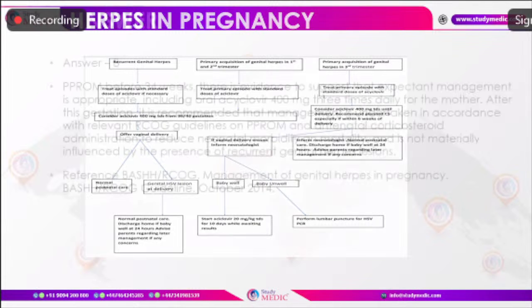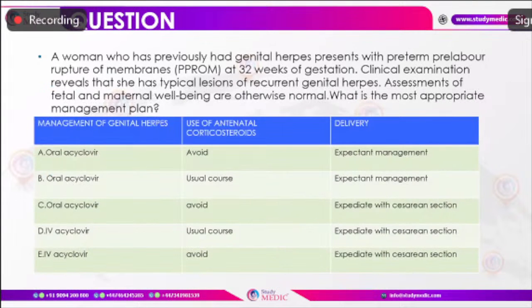Now, going back to the scenario that we were faced with: first thing, she's at 32 weeks. And second thing, it's a case of recurrent genital herpes.